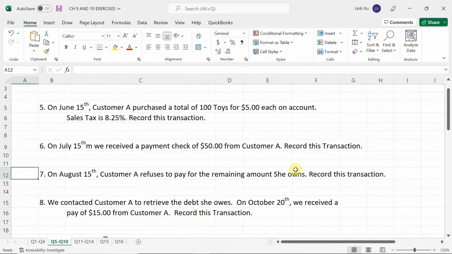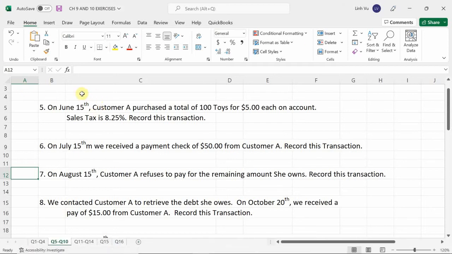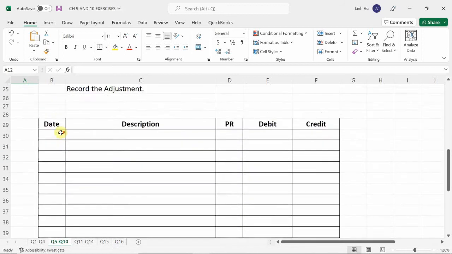All right, number 5. On June 15, customer A purchases a total of 100 toys for $5 each on account, and sales tax was 8.25%. Record this transaction. So June 15, customer A purchases a total of 100 toys for $5 each on account. Sales tax is 8.25%. So how do I record this?